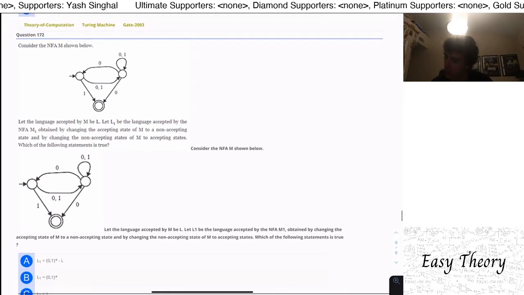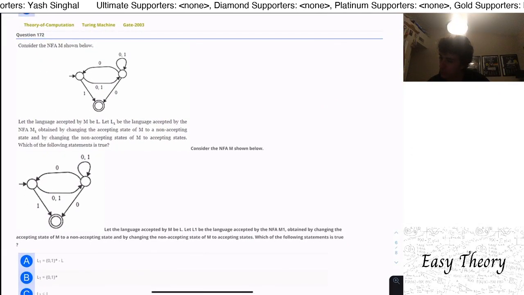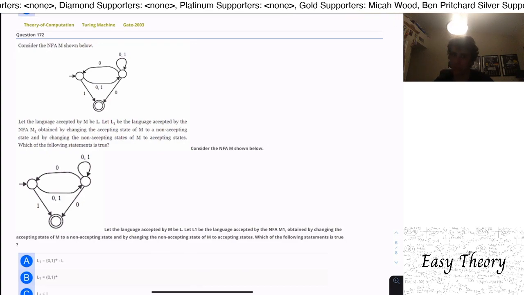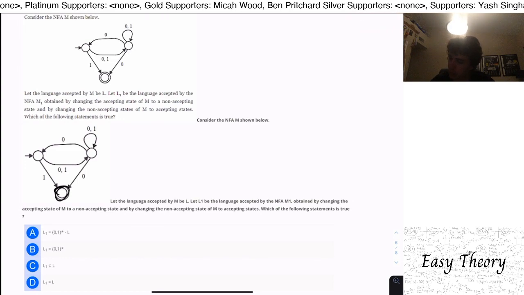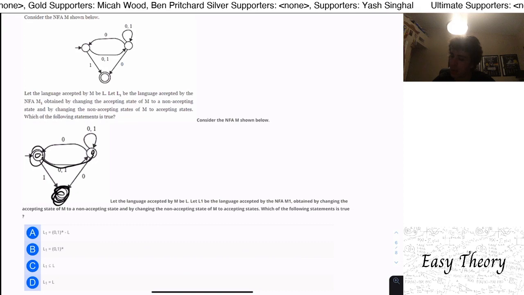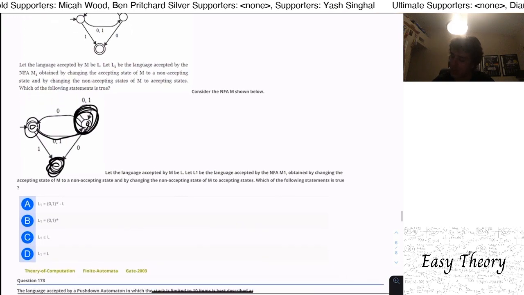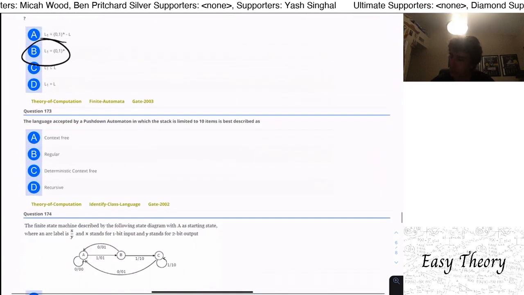Got an NFA here. Changing the accept state to a non-accept state. Let L1 be the... Which of the following statements is true? Yeah. So if we change the final state, this one's just a normal state, this one's final. Here, we can get the empty string by just staying here, and any other string by just going over here and looping here. So in fact, it's (0,1) star.